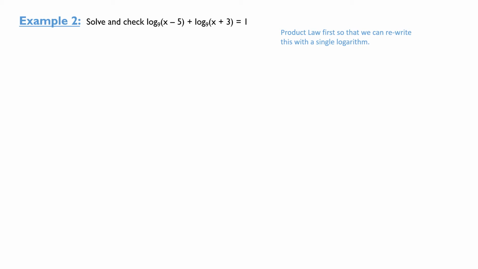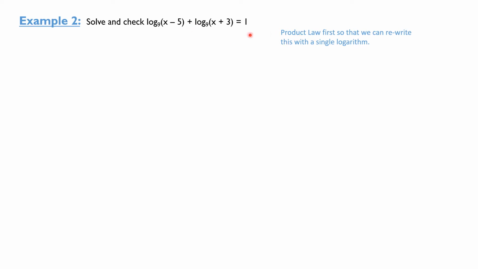Well, we're going to do the product law first so that we can rewrite with a single logarithm. So we've got a log base 9, log base 9. That should always be a little light bulb that goes off over your head. Oh, look, log base 9, log base 9. My bases are the same. I'm adding. Go back to your do's and don'ts. Make sure you set this next step up correctly.